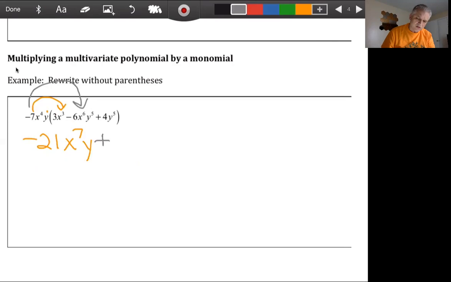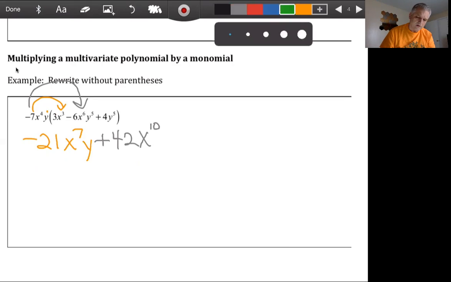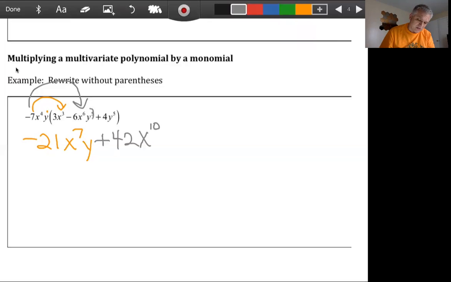7 times 6 is 42. x to the 4th, is there an x to multiply it by? Yep, there's an x to the 6th right there. So x to the 4th times x to the 6th gives me x to the 4 plus 6 power, and 4 plus 6 is 10. All right, and there's a y to the 1st. Does the y to the 1st have anything to be multiplied by this time? Yeah, it does. This time it's got y to the 5th. So y to the 1st times y to the 5th gives you y to the 6th.